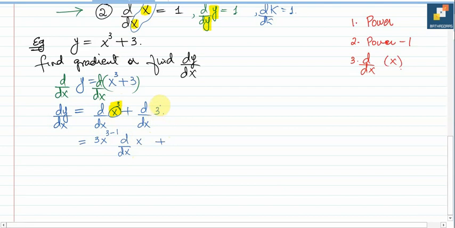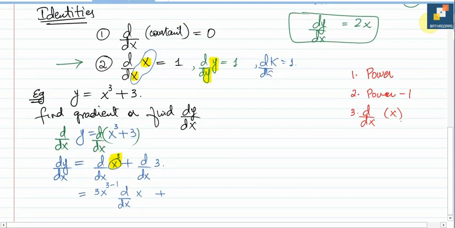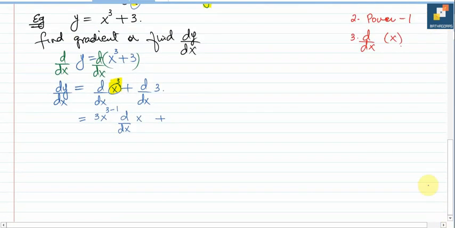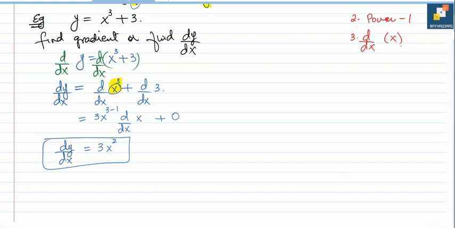Yes, 3 is a constant, and we had studied in the identities that d by dx of a constant is 0. So d by dx of 3 is 0. Now it will be 3x to the power 3 minus 1, which is 2, and d by dx of x is 1. So that is your answer of dy by dx. I hope now it is partially clear to you. And if it is not, there is nothing to worry about. We are going to attempt one more example.